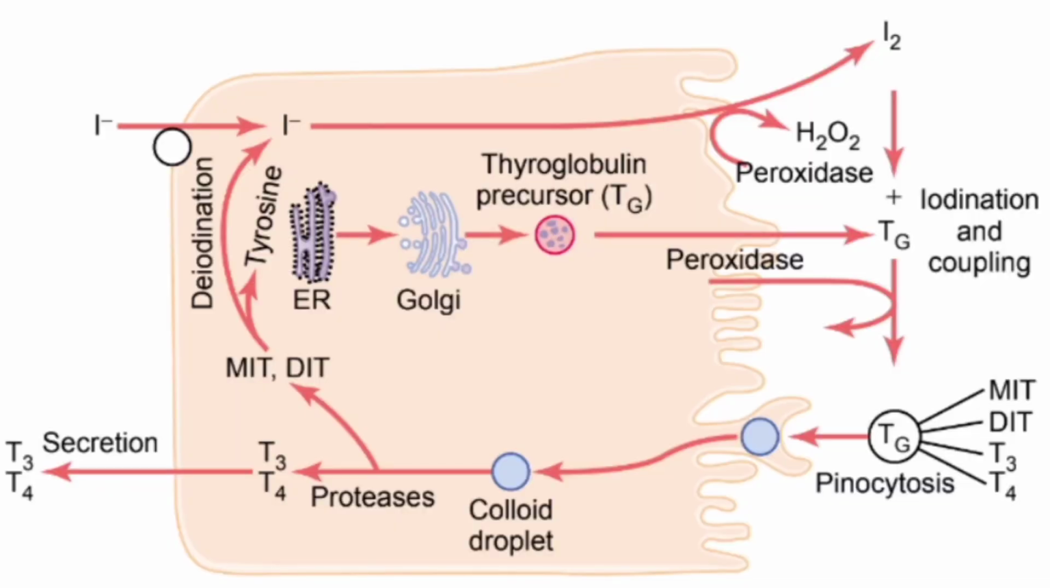If you want to release T3 and T4, you can break the colloid so that T3 and T4 can be released into the blood vessel. The hormone synthesized is stored in the form of colloid, which can be stored for 2 to 3 months. If you want the release of T3 and T4, you have to break this colloid.